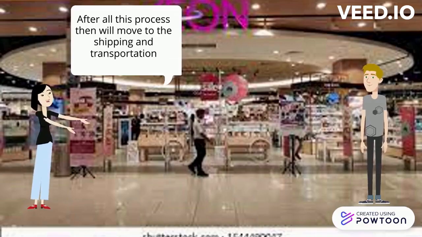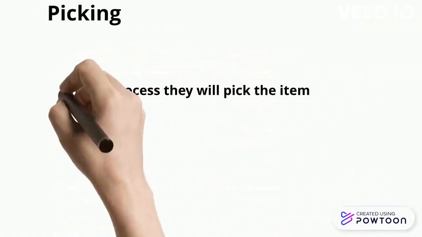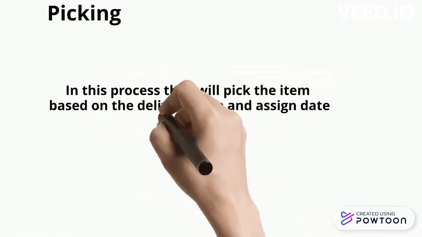After all this process, we move to the shipping and transportation. During the shipping process, they will create a delivery document that includes the picking, packing, and post goods issue. In this process, they will pick the item based on the delivery note and the assigned date of picking.